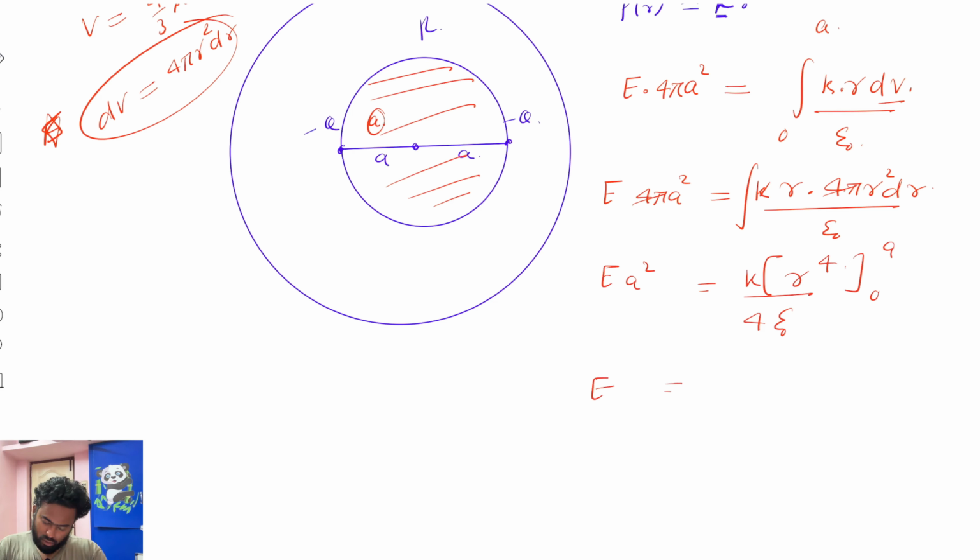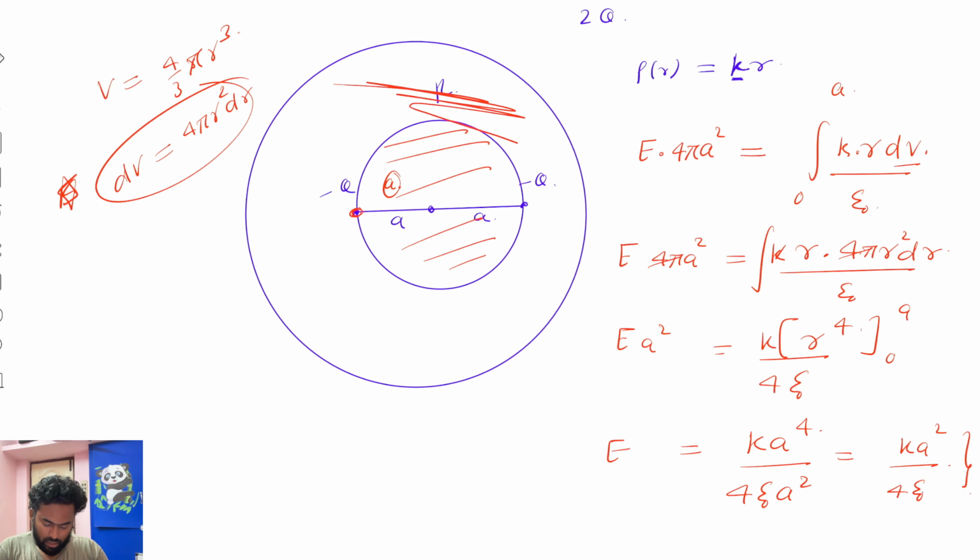So E equals how much? K a power 4 upon 4 epsilon naught a square. So the electric field will be k a square by 4 epsilon naught. Okay, this is the electric field due to the charged sphere. At this point, there will be another electric field because of the minus q charge. They are repelling each other. So it will be q square upon 4 pi epsilon naught, and the distance between them is 2a, so 4a square.